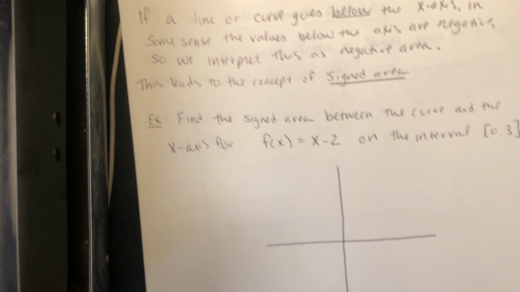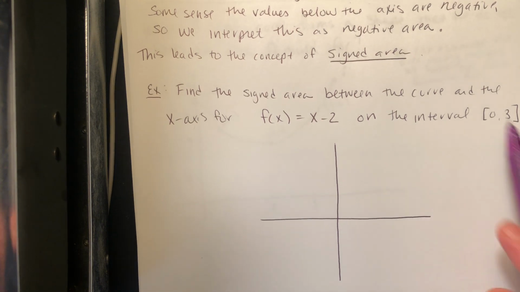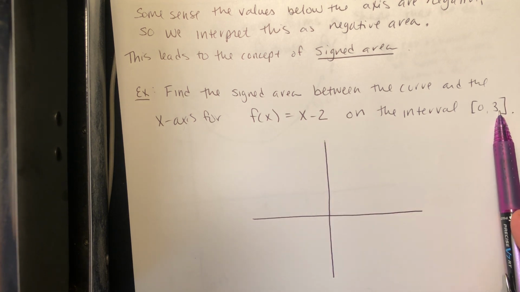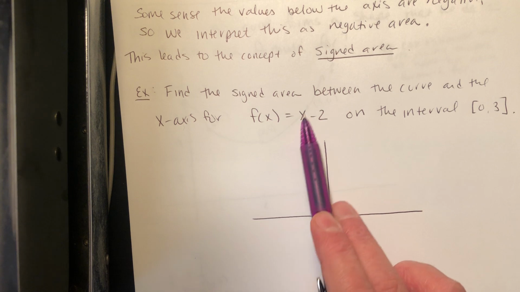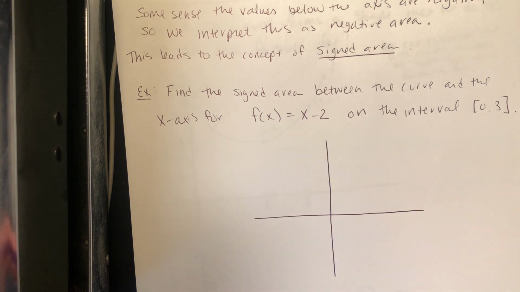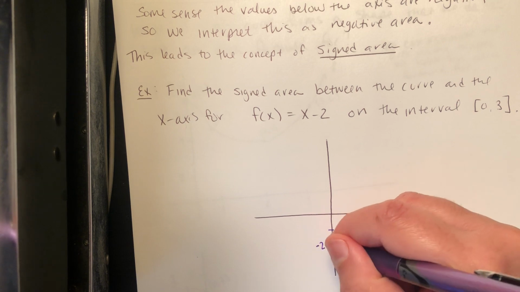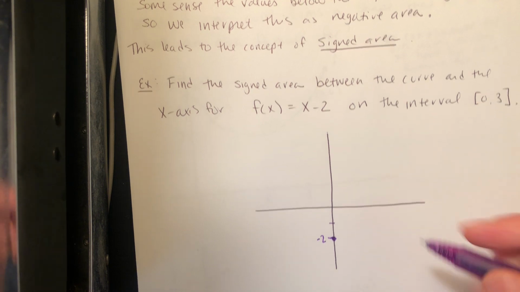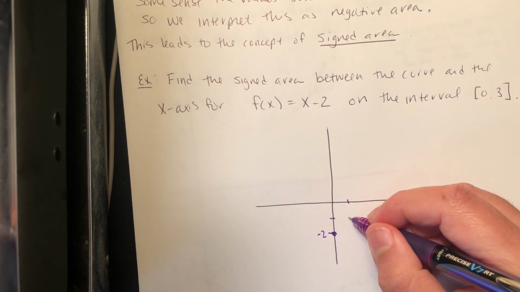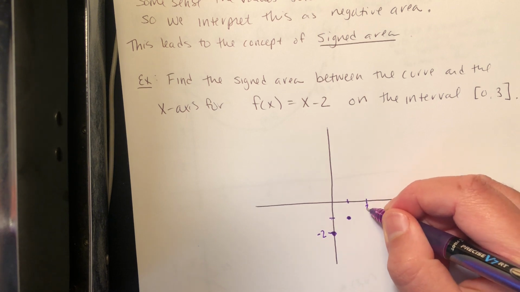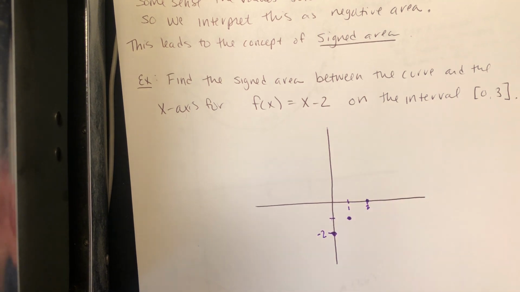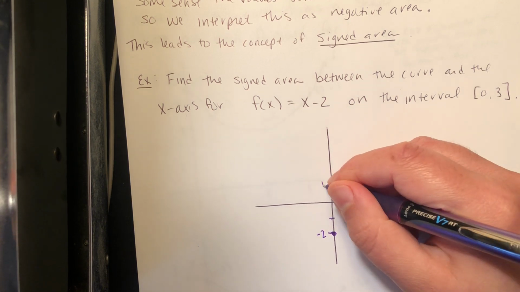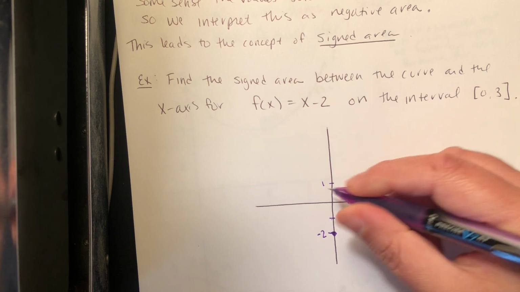So let's look at an example. We're going to try to find the signed area between the curve and the x-axis for the function f of x equals x minus 2 on the interval from 0 to 3. Right, remember this is a linear function, it's an x to the 1 power. It's got a y-intercept of -2, and it's got a slope, well we don't see a coefficient here, so let's assume it's a 1. Right, we've got a slope of 1, which means every time we go up 1, we're going to go over 1, up 1, over 1. And we're going to go as far as, we start at 0 and go up to 3. Up 1, over 1. Okay.